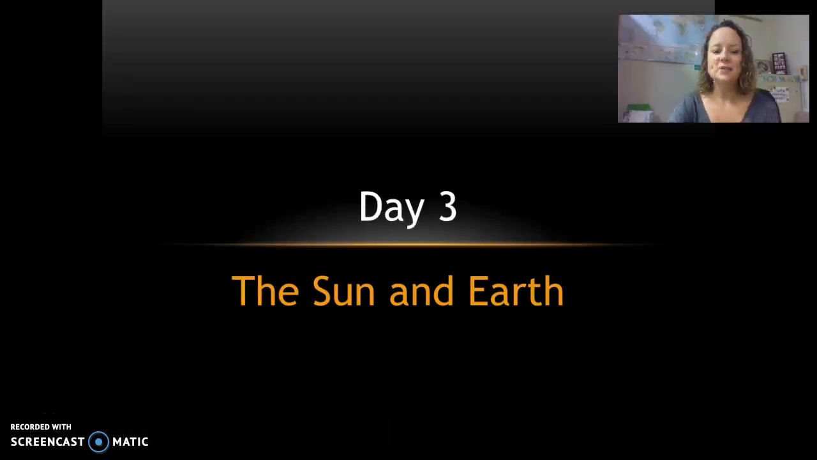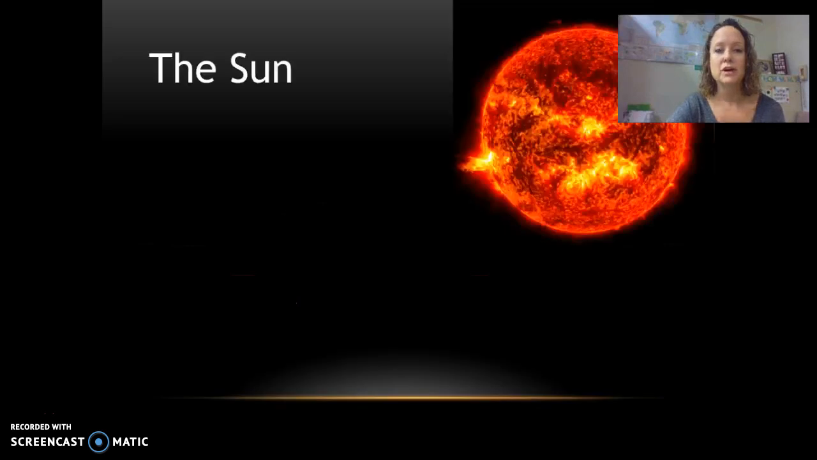Okay, on day 3, we will be looking at the sun and the earth and how Earth's motions around the sun affect a few phenomena on Earth. So to start with, let's just take a look at the sun. The part of the sun that we see is called the photosphere. Photo means light.